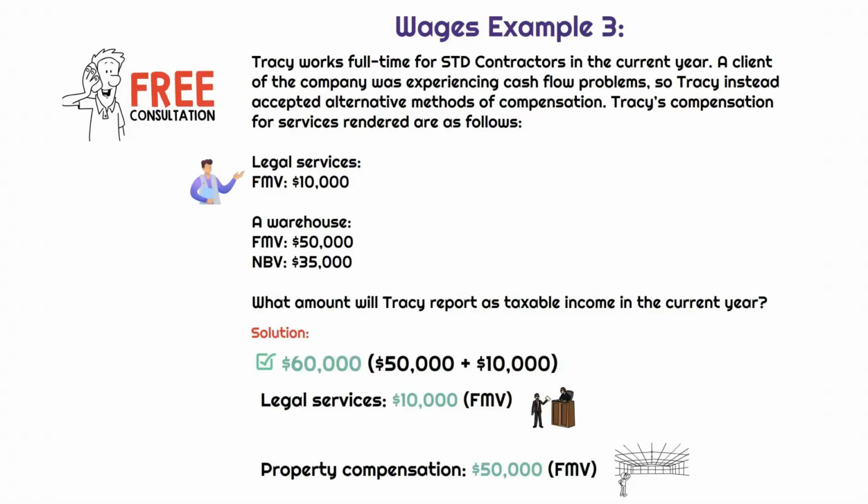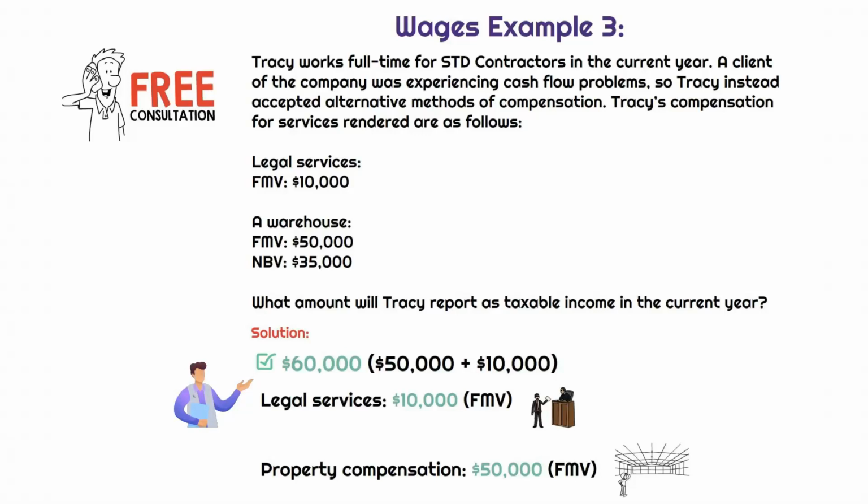She received legal services with a fair market value of $10,000. She also received a warehouse with a fair market value of $50,000 and a net book value of $35,000. So how much is Tracy going to report as taxable income in the current year? So we have a combination here. We have services as compensation and property compensation.